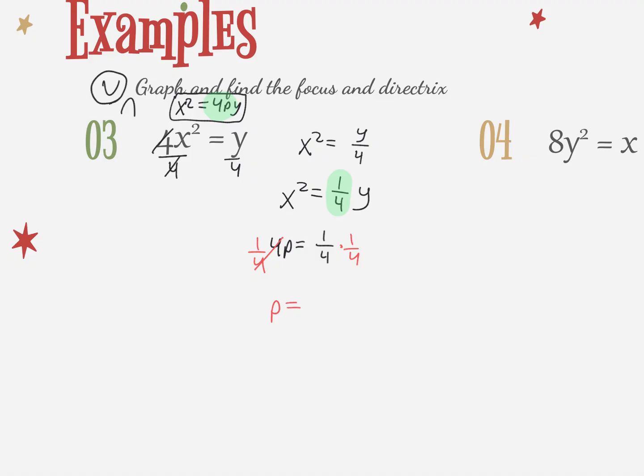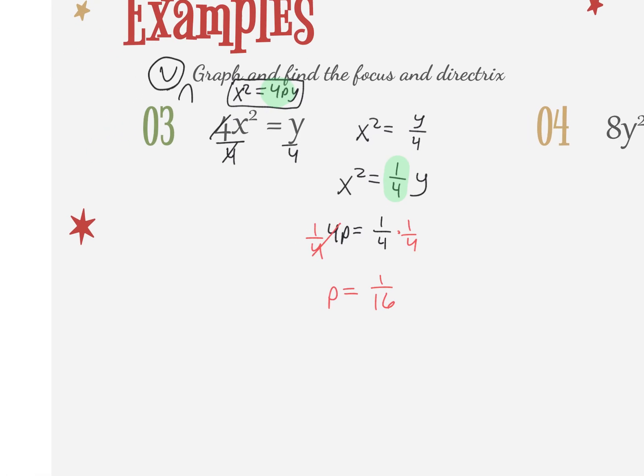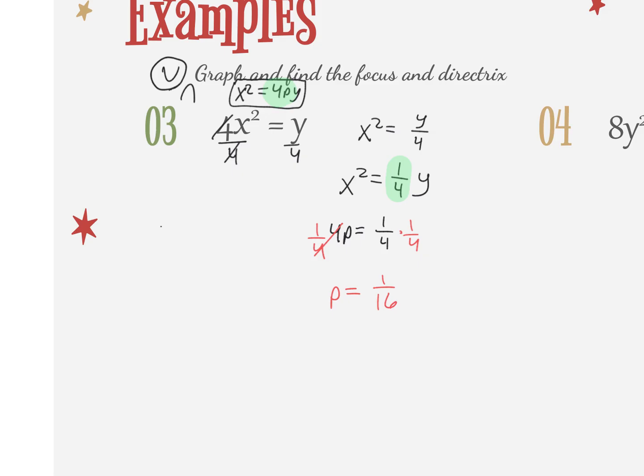And then we get 1/4 times 1/4, which is 1/16. All right, so what does this mean? This means our parabola is going to open upwards, and the focus is going to be 1/16th of a unit away from your vertex. All right, so let's graph it. And then I'm going to have my vertex. I know it's going to open upwards.